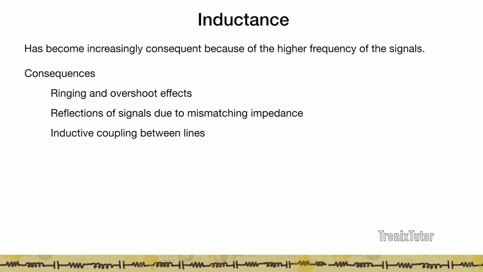Inductive coupling can also be created between adjacent lines, leading to noise and mismatch. And switching noise can also occur due to L di/dt drops across lines. Right? So these become additional noise sources in the circuit.